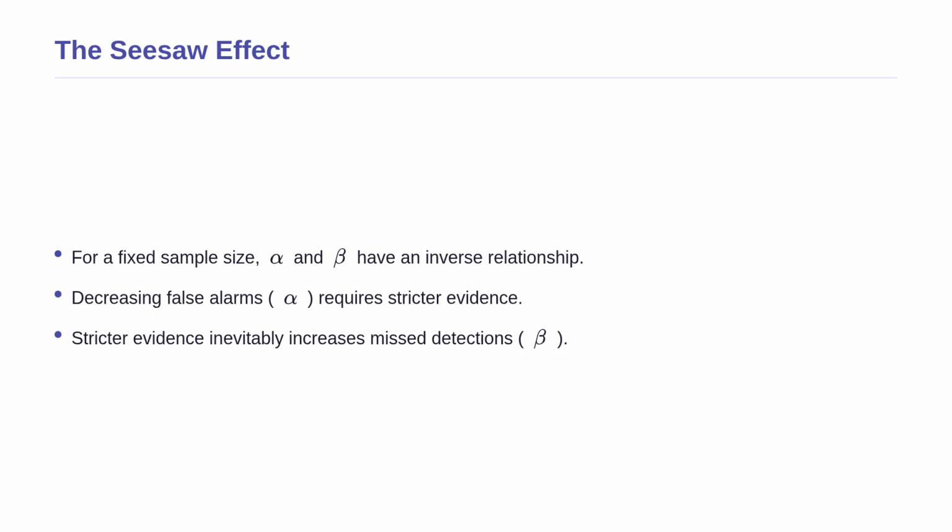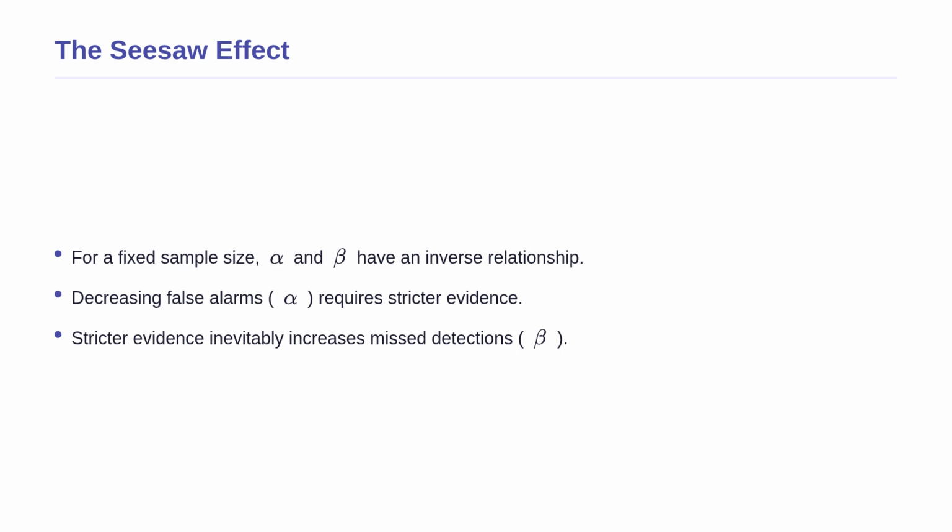This formula we just saw leads us to an important question. Why not just set both alpha and beta to 0? Unfortunately, for a fixed sample size, these two probabilities have an inverse relationship. They act exactly like a seesaw.